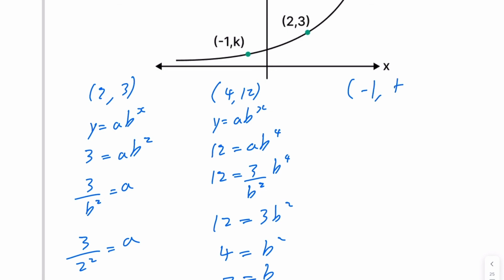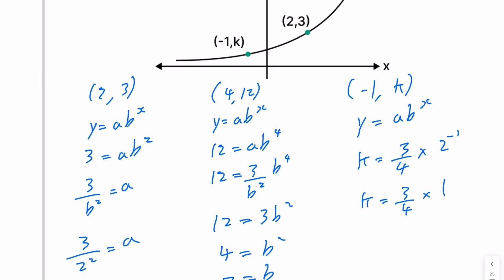And we've got this final coordinate here, -1, k. And again, just substitute the values in. We know y is k, a is 3 over 4, b is 2, and x is -1. That is k is 3 over 4 times 1 over 2, which is 3 over 8.